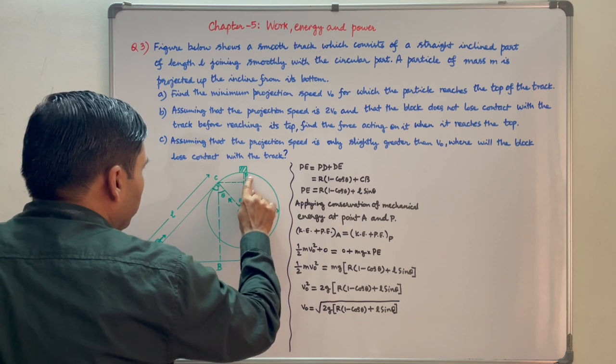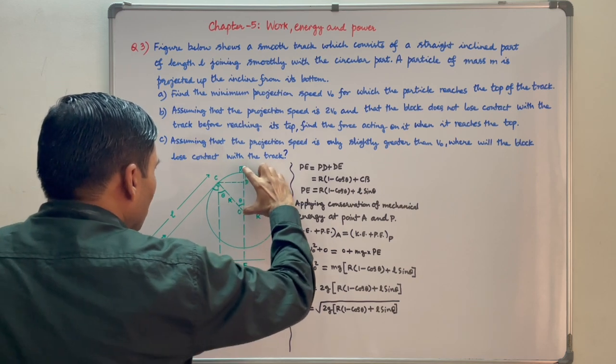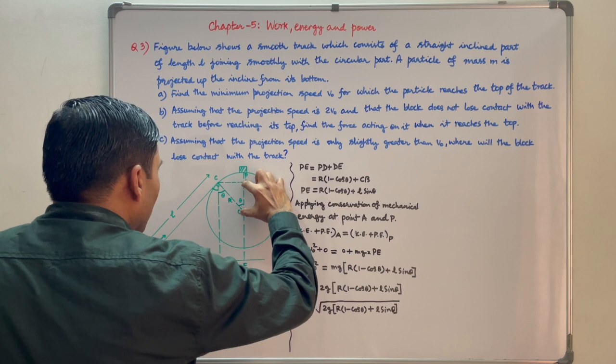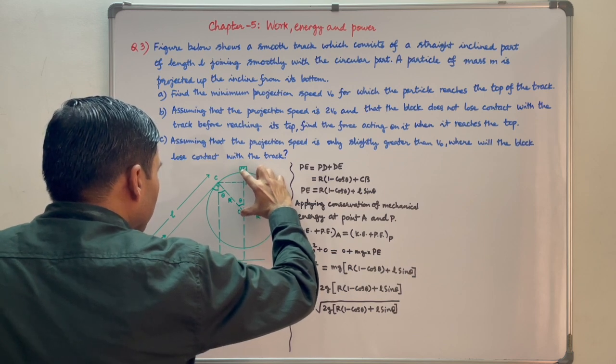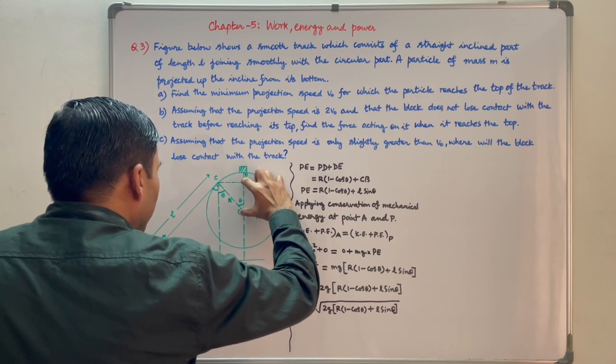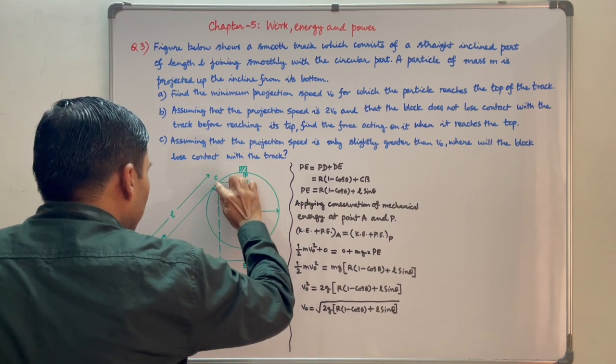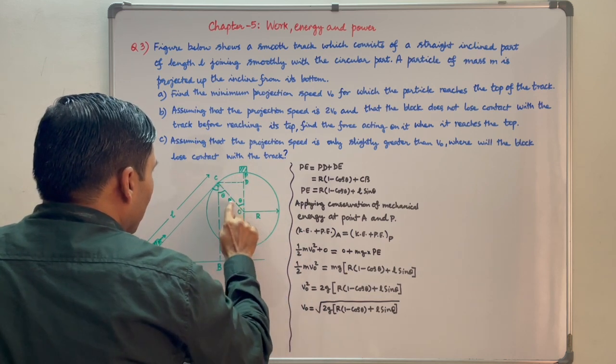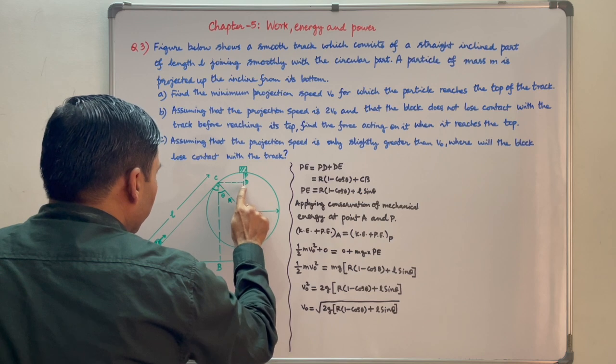We will calculate PD now. PD is equal to PO minus DO. PO is the radius of the circle, and DO we can figure out from this right angle triangle. First we will figure out angle COD.